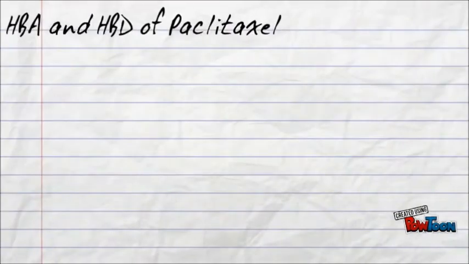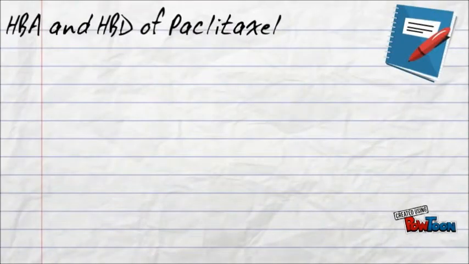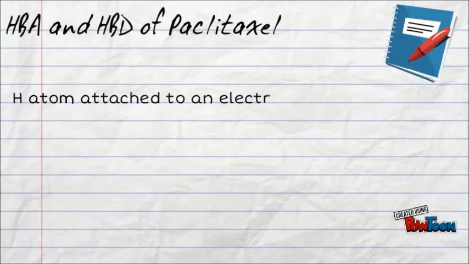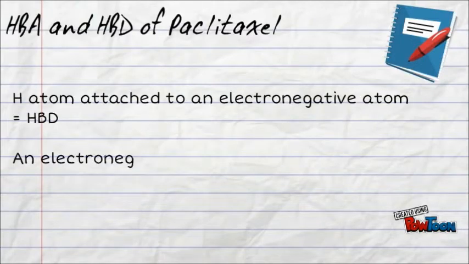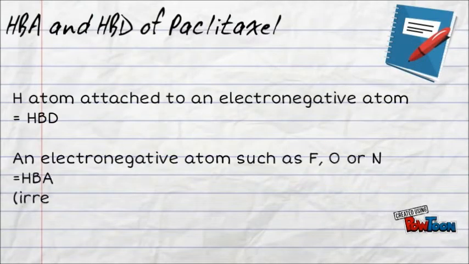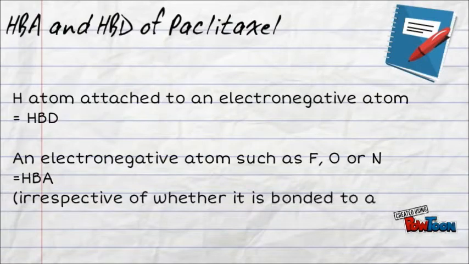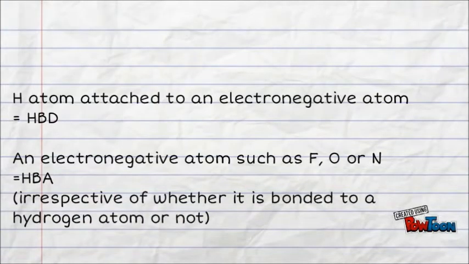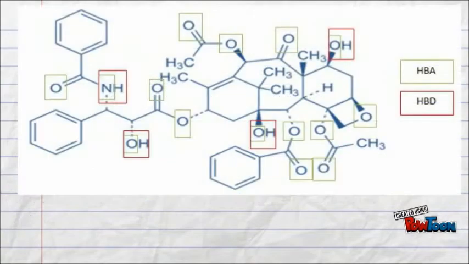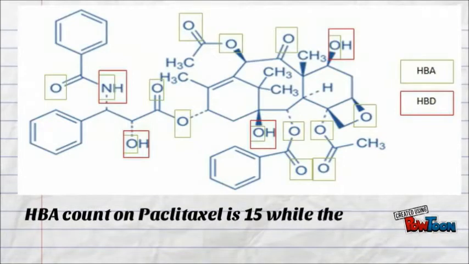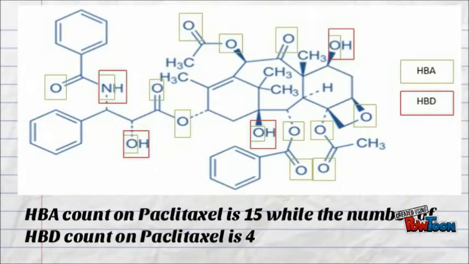The HBA and HBD of paclitaxel. A hydrogen atom attached to an electronegative atom is an HBD, and an electronegative atom such as F, O or N is an HBA. Based on the structure, the atoms in the green box are the HBA, while those in the red box are the HBD. After calculation, the HBA is 15 and the HBD is 4.